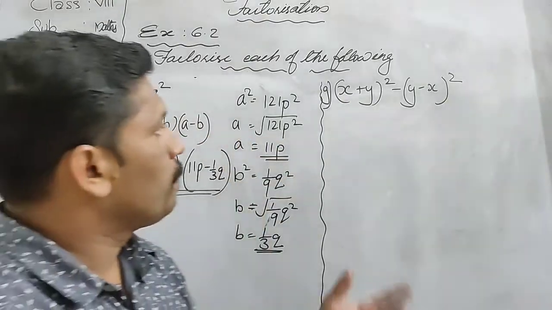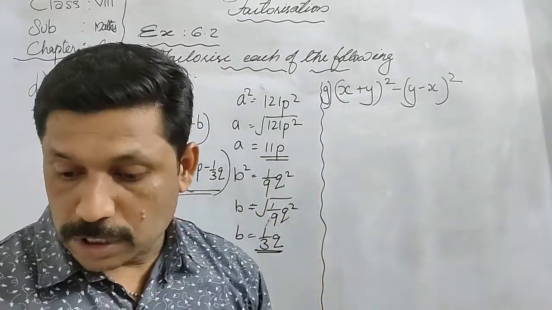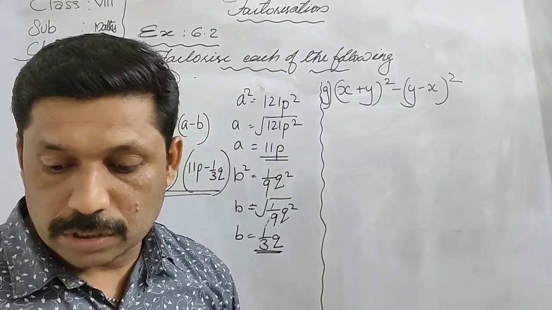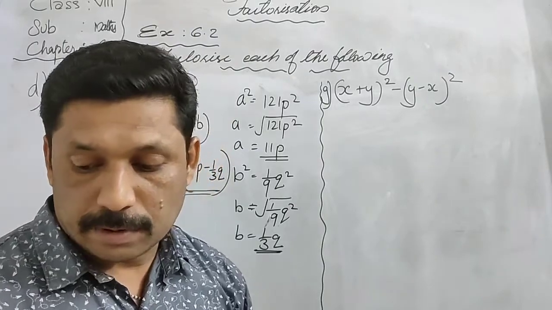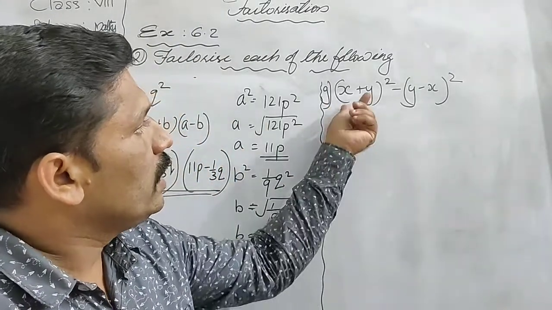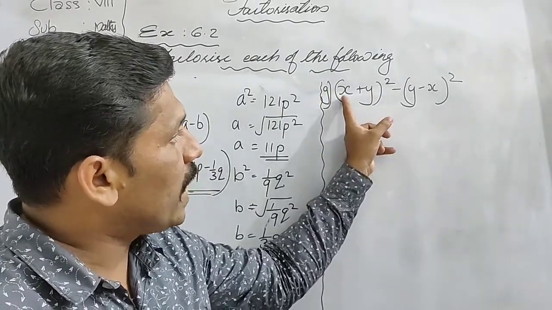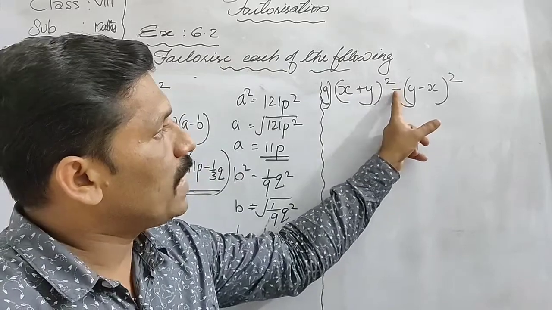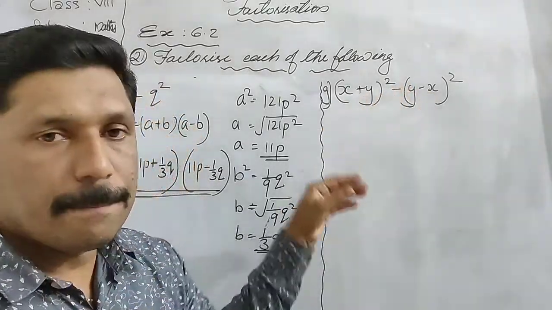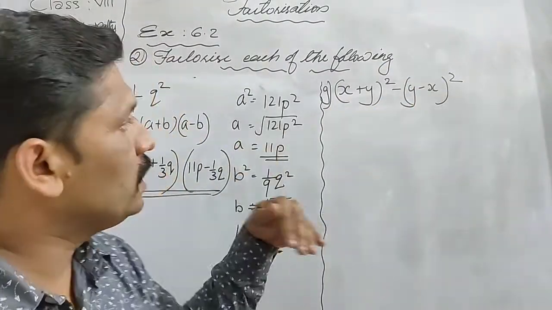Next, another question. Here question number G I am solving. Many questions are there in that exercise. So some questions only we are solving, and some other questions are given as homework, and some questions we have left. So you see that here this is also in the form of a square minus b square, where x plus y is equal to a, and y minus x is equal to b. So a square minus b square. We want to find out what a is and what b is.